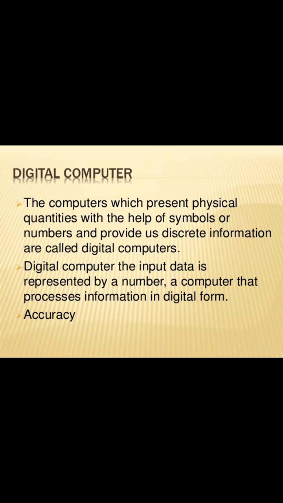Okay, then digital computer. The digital computer is used for getting the perfect output. The computers which represent physical quantities with the help of symbols or numbers and provide us discrete information are called digital computers. In digital computers, the input data is represented by numbers. A computer that processes information in digital form. Accuracy is the best example of a digital computer. The correct answer will come from the digital computer.